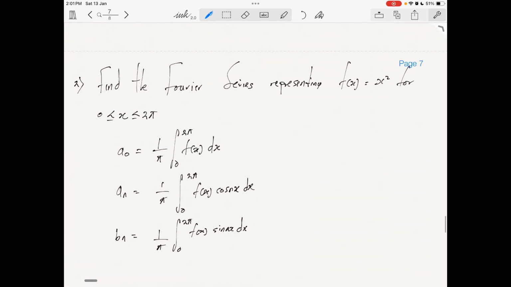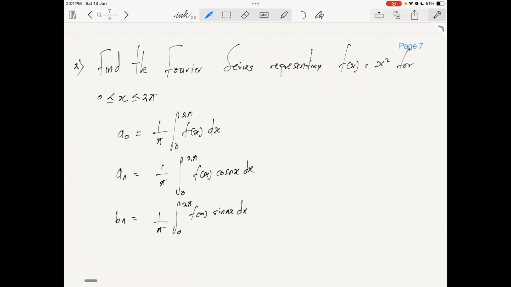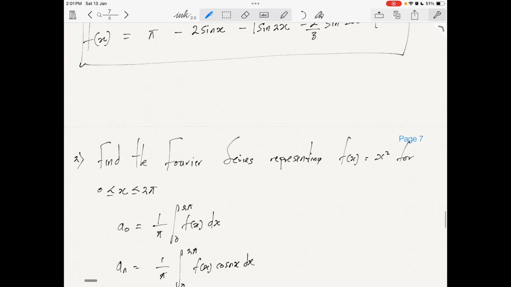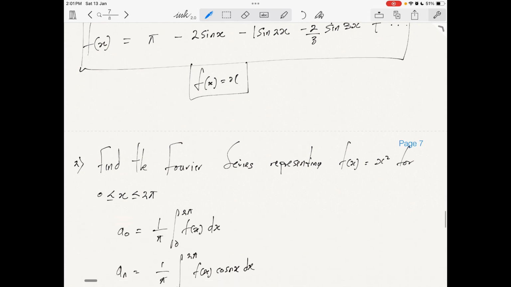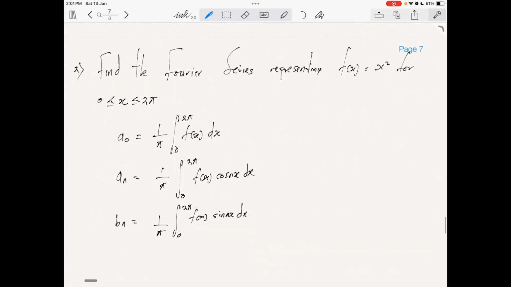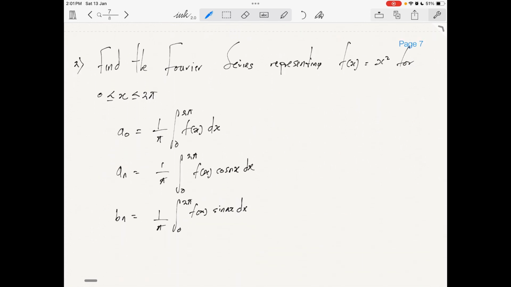In our previous video, we solved the Fourier series representing f of x equals x, and we had its answer. Now, in this video, we'll be talking about the Fourier series representing f of x equals x squared, and the range we are given is 0 less than x less than or equal to 2 pi.